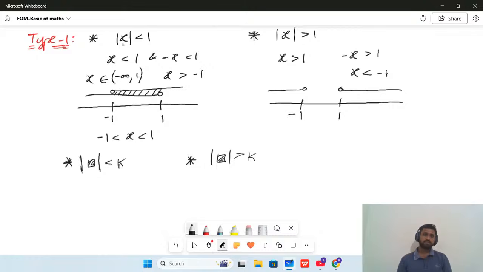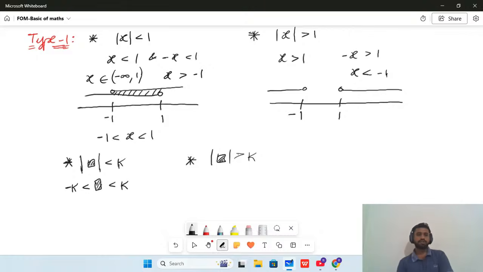By observing here, mod x is less than 1, so similarly here mod of expression is less than k. One time open this expression with the positive sign and once again open this expression with the negative sign. After opening, this expression should lie between minus k and k, where k is any constant value.